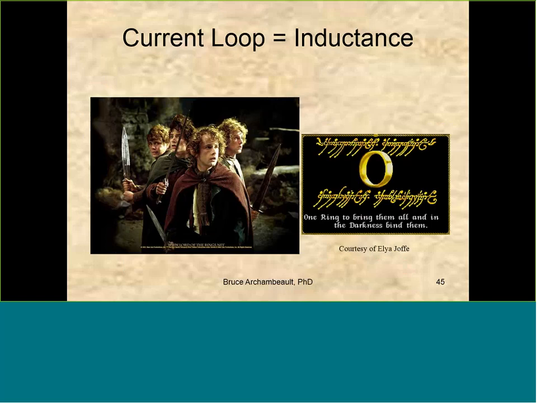So I doubt there are many people who live here in the U.S. that haven't seen the Lord of the Rings movies. And we had this evil ring of power, right, that had all this weird writing on it. And supposedly it was one ring to bring them all and in the darkness bind them, and all that.